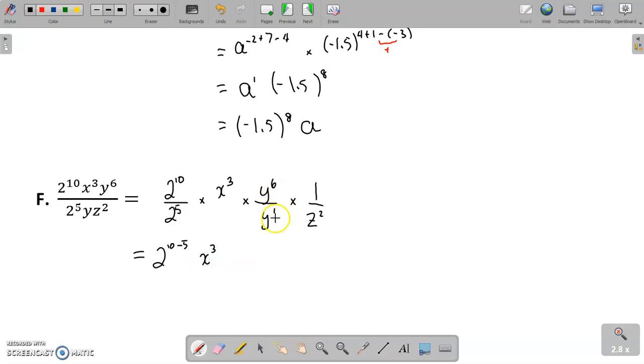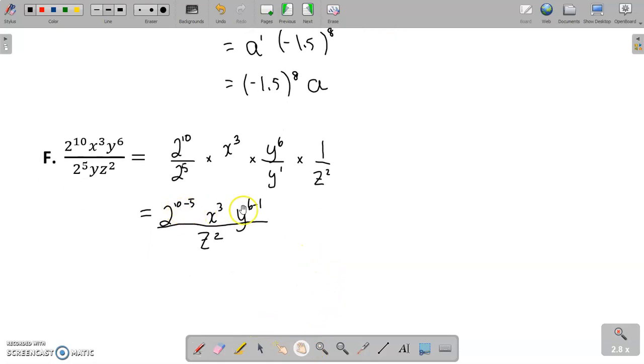Here, 6 is in the numerator, 1 is in the denominator. So we can subtract the exponent in the denominator from the one in the numerator. So x, 6 minus 1, and that's going to be all over z to the power 2. So right now, we're almost simplified. So we'll do the arithmetic in the exponents. So we have 2 to the power 5 times x cubed times y to the power 5 all over z squared. So we would say this is simplified.